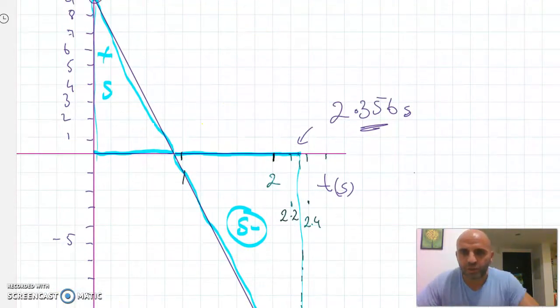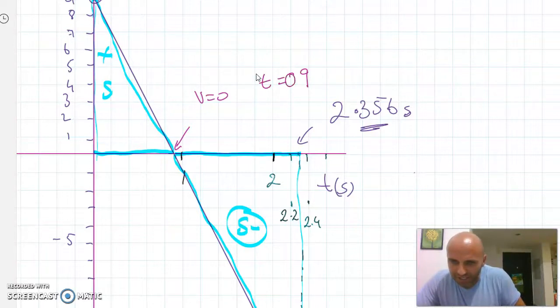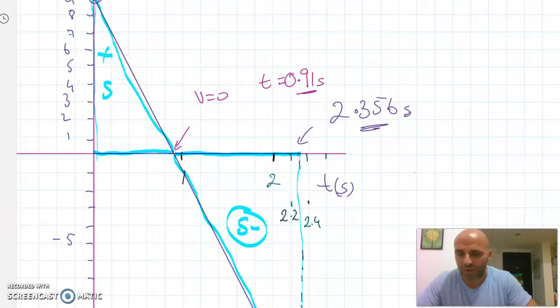So the next thing to notice is that the velocity goes to 0 at around what looks to be time equal to about 0.9 of a second, so just short of 1 second. I'm going to guess 0.91 or so seconds, something like that. We'll calculate it in a second and see how that works.